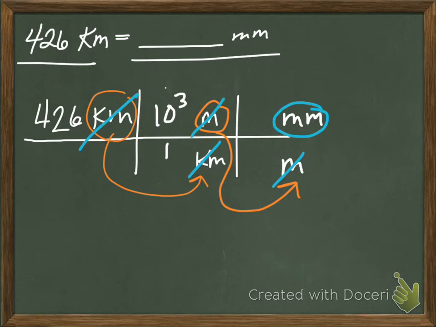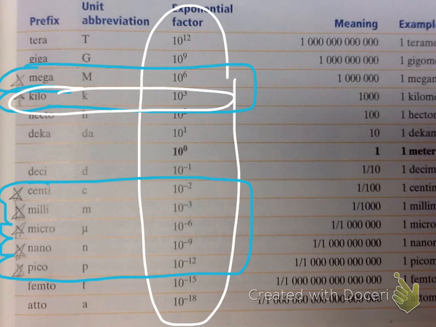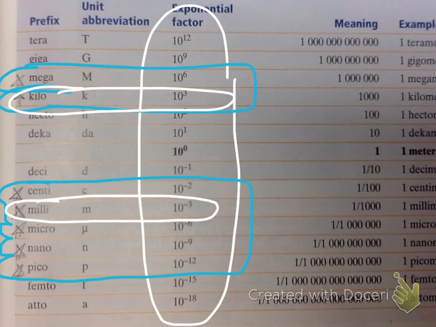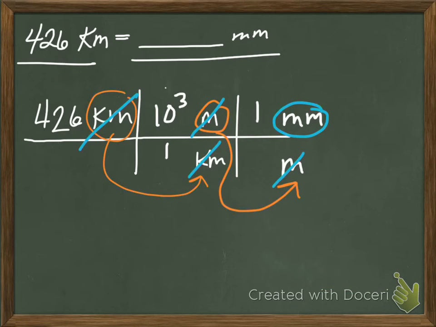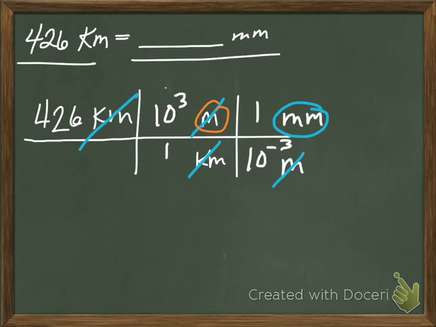What's the relationship between millimeters and meters? Let's go back to here. Let's look it up. 10 to the negative third. So 1 millimeter is 10 to the negative third meters. Exponent always goes with the base unit. So let me get rid of some of the extraneous stuff here. Cut that, cut that, cut that. I'm left with a problem that I can solve pretty easily.